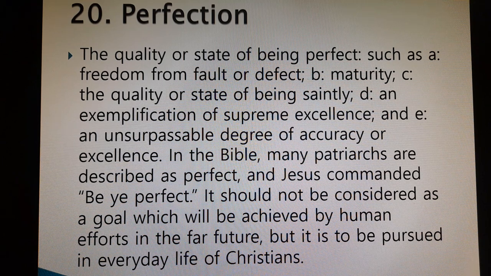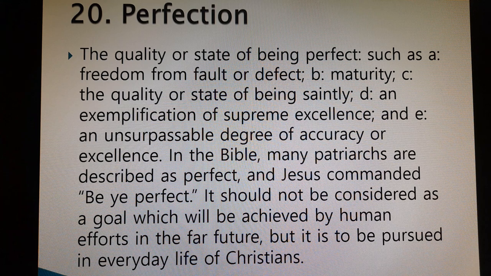The last term is perfection. The quality or state of being perfect, such as freedom from fault or defect, maturity, the quality or state of being saintly, an exemplification of supreme excellence, and an unsurpassable degree of accuracy and excellence. These are the word meanings.